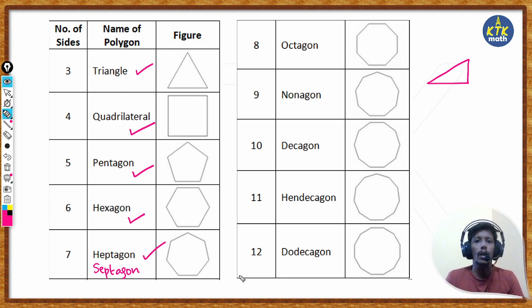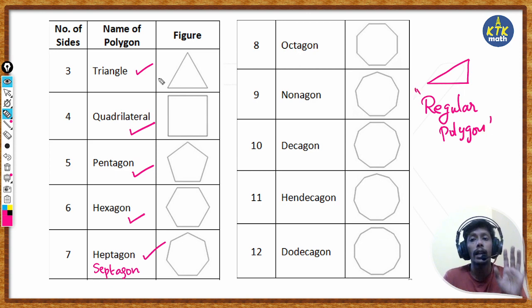Based on angles, in the previous slide we classified polygons into two: concave and convex. All these are classified based on sides. And one more important thing which I forgot to mention is that you do have regular polygons. This is very important. A polygon is called a regular polygon when all its sides and angles are equal.